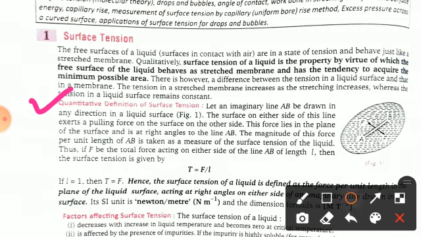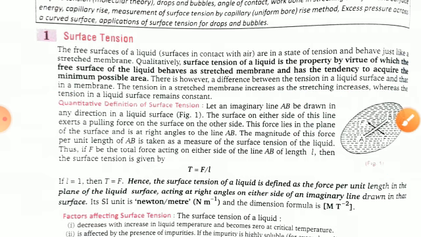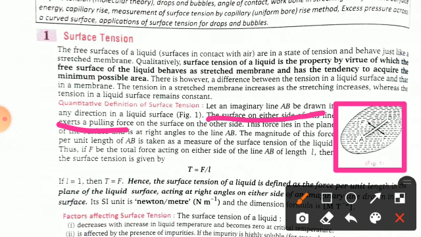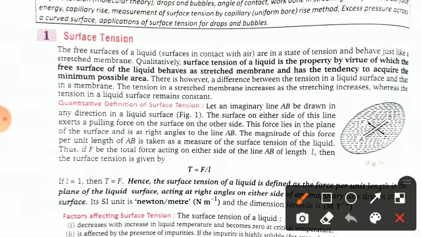Now the quantitative definition of surface tension, the second one we are talking about here. As you can see in the figure, an imaginary line AB can be drawn in any direction in a liquid surface. So the surface on either side of this line exerts a pulling force on the surface on the other side. You can see from the figure two equal and opposite forces acting over this line. This force lies in the plane of the surface and is at right angles to the line AB. So the magnitude of this force per unit length of AB is taken as a measure of the surface tension of the liquid.